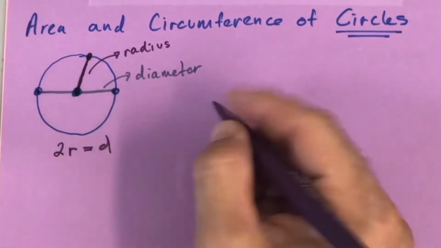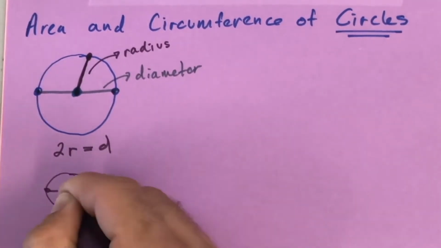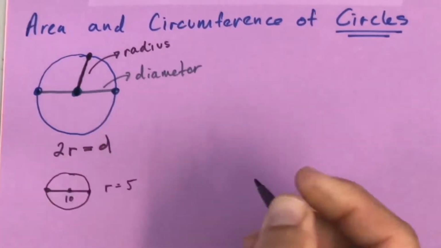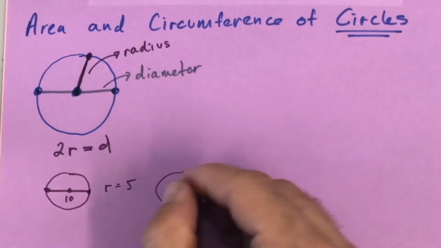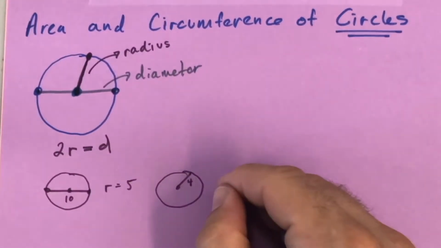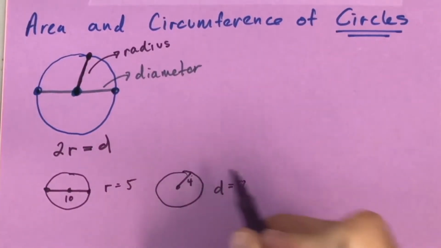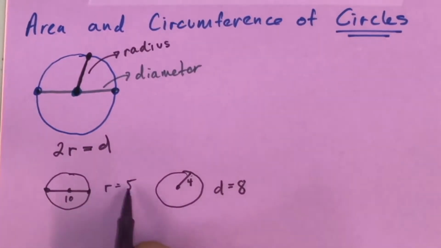So if I gave you a circle and said the diameter was 10, well then you could tell me the radius was 5. And if I gave you a circle and told you the radius was 4, well then you could tell me my diameter was 8. So basically two radiuses made up one diameter. And one diameter of 10 is basically made up of two radiuses of 5.